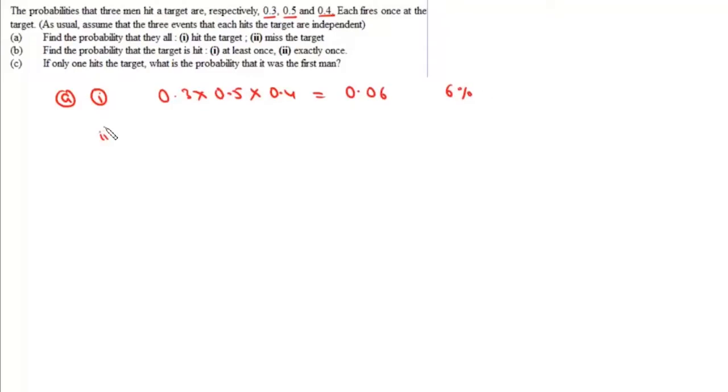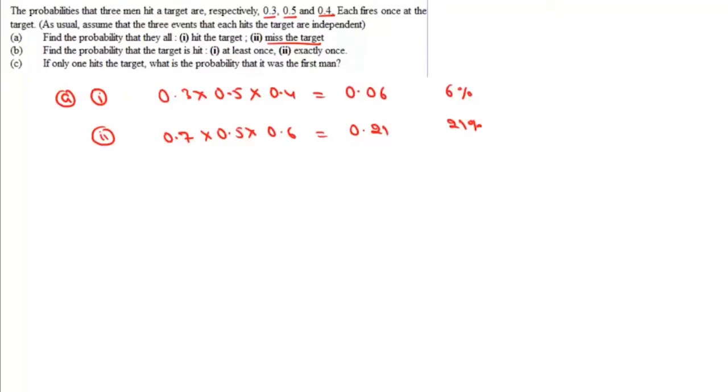And the second part where it says all 3 of them miss the target, it will be simply, for the first one missing it is 0.7. For the second one it will be 0.5, and for the third one it will be simply 0.6, and there will be 0.21, which is 21%. So there's a 21% chance that all 3 of them are going to miss the target.